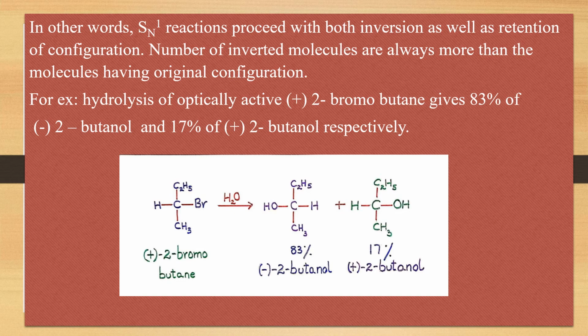Okay, clear? So once again, students, the number of inverted molecules is always more than the molecules having original configuration. By looking at this example, you will understand this point. That's what I have written: SN1 reactions proceed with both inversion as well as retention of configuration. Retention of configuration is 17% plus 2-butanol. Inversion of configuration is 83% minus 2-butanol. Okay students, clear?